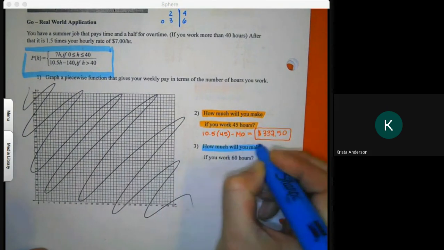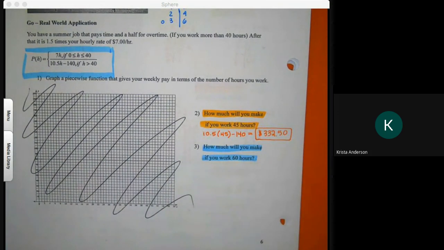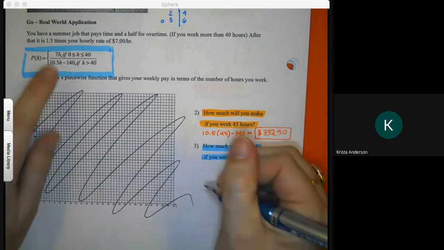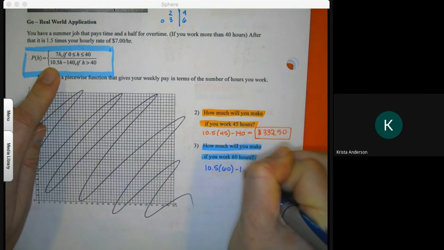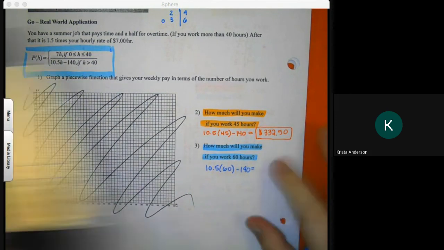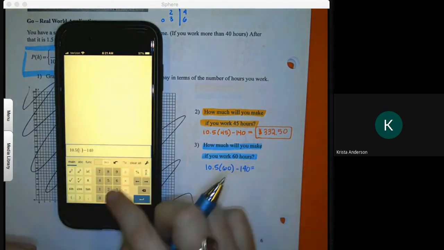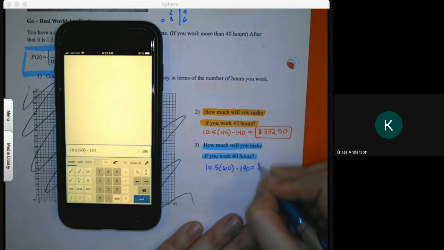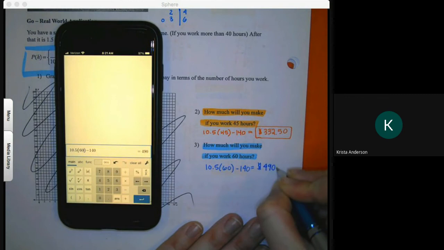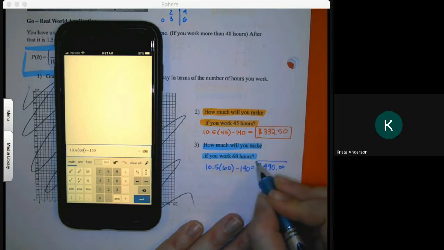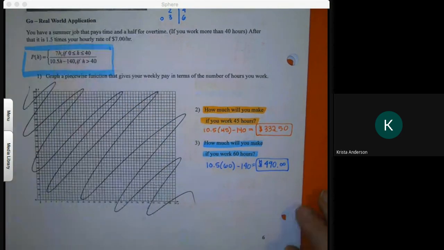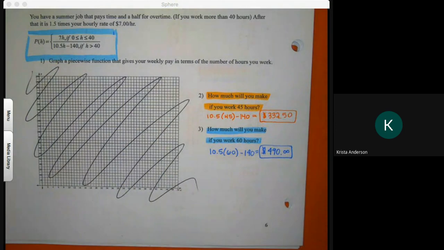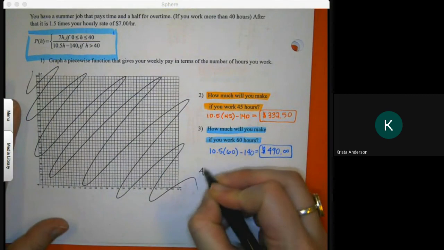How much will we make if you work 60 hours? Which equation would I substitute the 60 in? Bottom, overtime again. I'm just going to get rid of the 45 and make it a 60, I would make $490 that week. And if it was under 40, you just plug it into the top one. Let's check. So that's a great question.